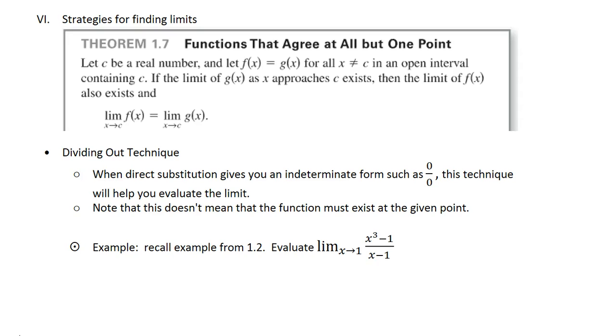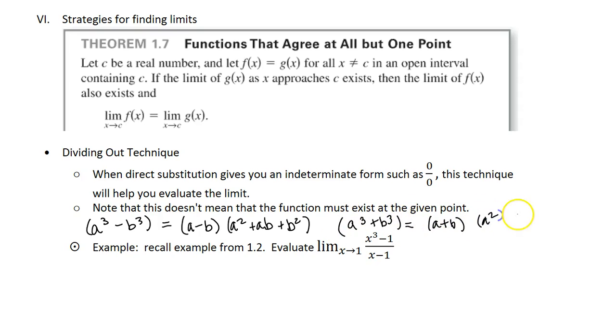So let's look at that example from 1.2. The limit as x approaches 1 of x cubed minus 1 divided by x minus 1. And one thing that may come in handy with some of these problems is to remember some of the factoring rules for cubes. So the difference of cubes, a cubed minus b cubed, factors to be a minus b times a squared plus ab plus b squared. And a cubed plus b cubed factors to be a plus b times a squared minus ab plus b squared.